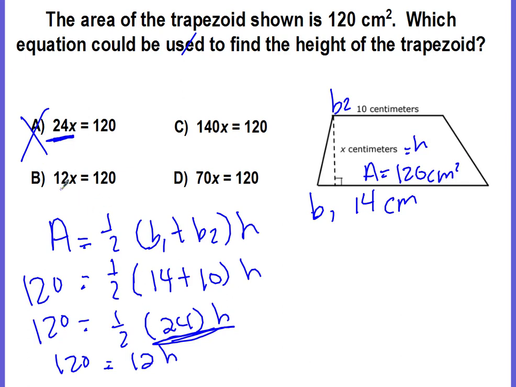B is the answer choice because they did take half of 24 and they got 12. 12 times h. So B is the correct answer. Okay, now you're ready for your practice problems.